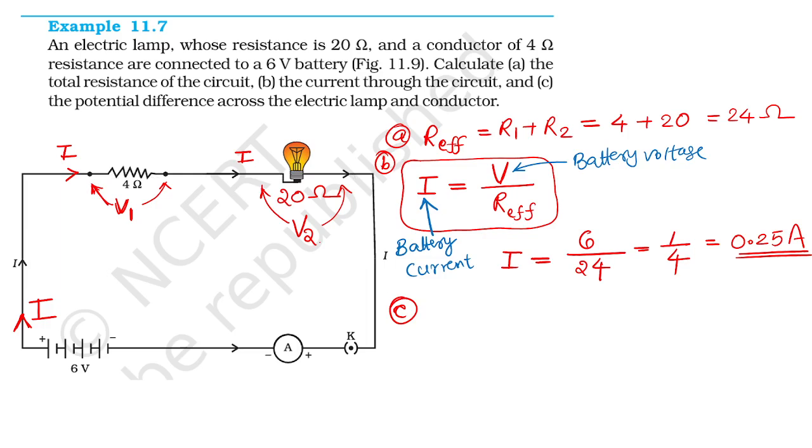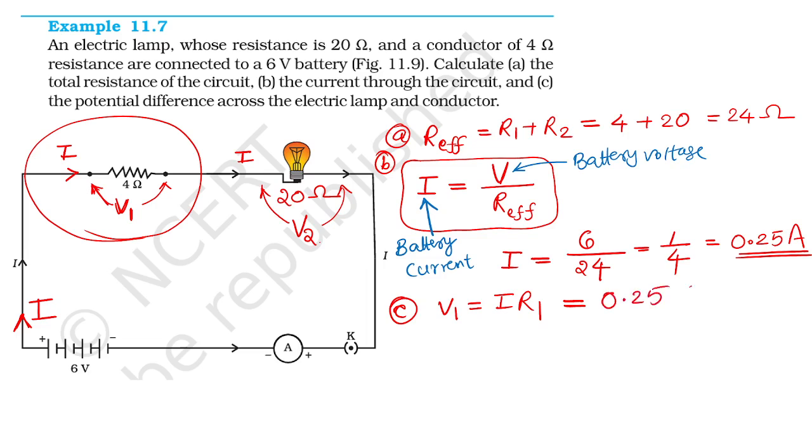This one I have already discussed. This is simply Ohm's law. V equal to IR. That part also you have to memorize. Energy is equal to what? V equal to IR. So V1 is equal to the current into the resistance. Current into resistance is the voltage. V1 and V2 we have to find out. I have already found the current, 0.25.